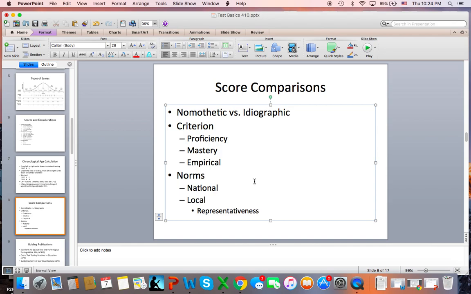So if the white population in the country is 60%, then 60% of the normative sample for a test should also be white. The normative sample's percentage should match the percentage of that particular group in the broader demographic makeup of the country. That's good, but that sort of representation is somewhat superficial.